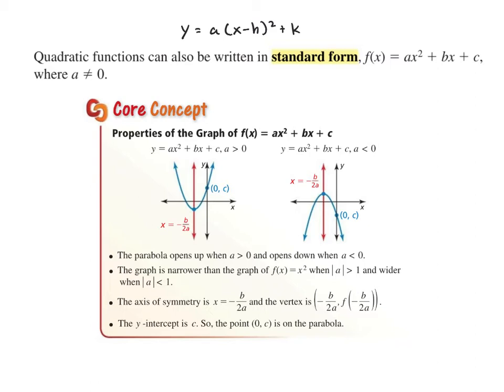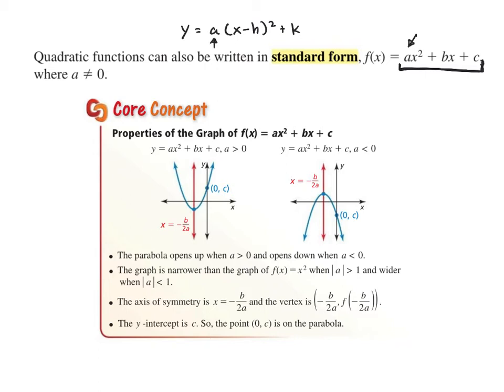Standard form is another way to write quadratic functions. This is probably the more common way that you'll see quadratic functions written. You'll notice ax squared plus bx plus c. This a is the same a that we saw in vertex form, so we've used the same variable for it.